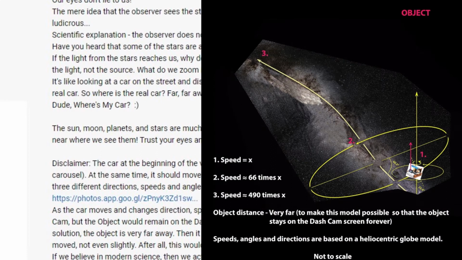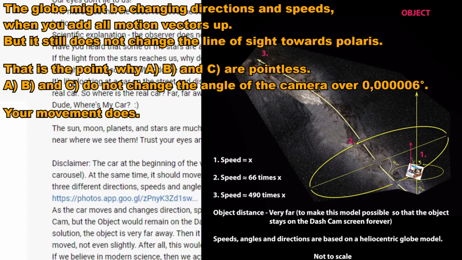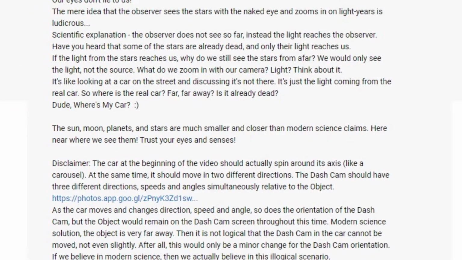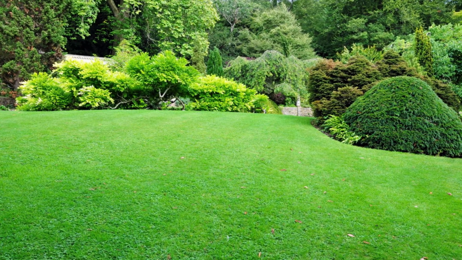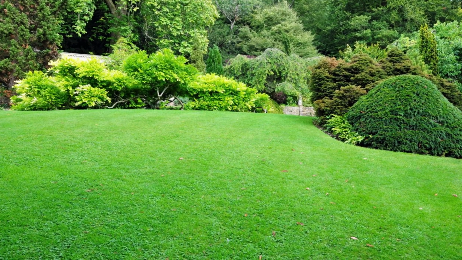This picture: as the car moves and changes direction, speed, and angle, so does the orientation of the dash cam. Yes, but actually no. The object would remain on the dash cam screen throughout this time. Modern science solution: the object is very far away. Because it is so. Polaris is super far away. It is what it is.